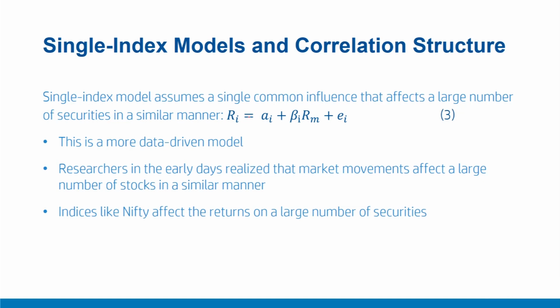Hence the returns on a security can be described by a single index model with this equation. Here R_m is the return on the market index, R_i is the return on the security, e_i is the error term which is specific to the security, and beta is the constant which measures the change in R_i for a given change in R_m. For example, a beta_i of 2 would indicate that a 1% change in market would cause a 2% change in the stock's return.